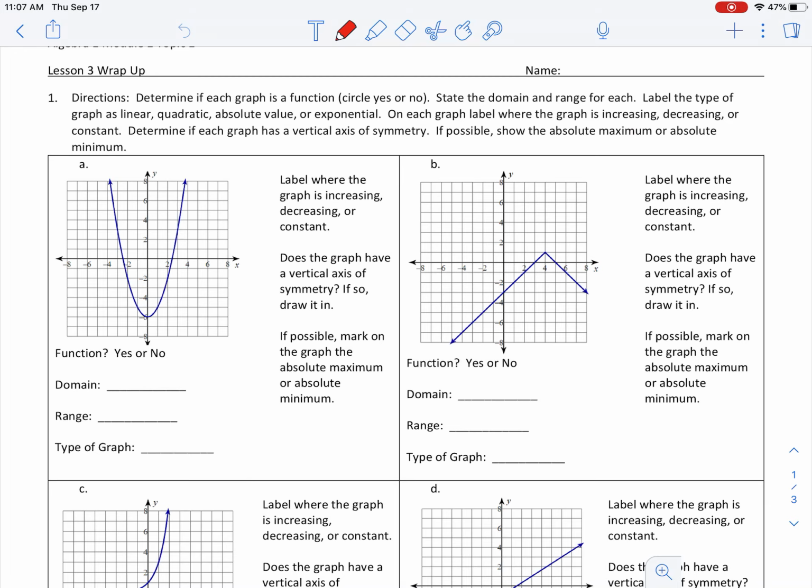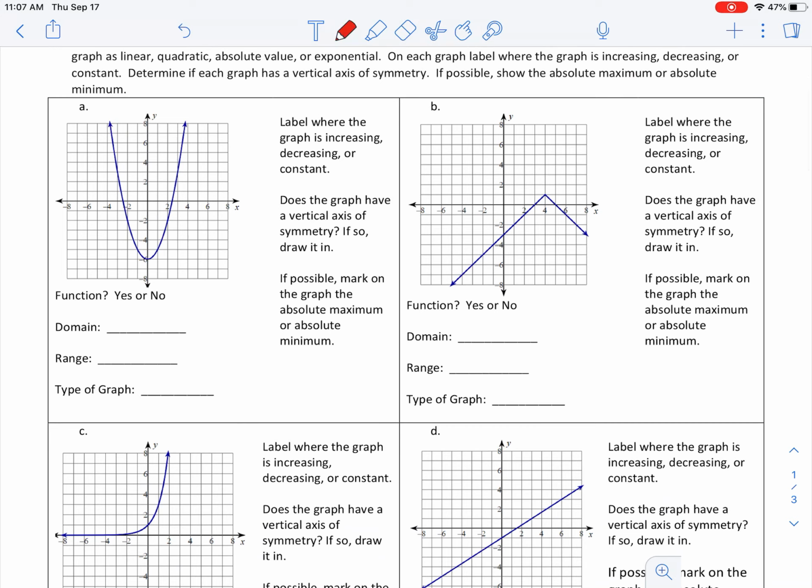Okay, let's go through lesson 3 wrap up. This is essentially like a quiz review in preparation for tomorrow's quiz. So we want to do several things here with each graph. This is what we've been talking about pretty much all year so far. Determine if each graph is a function by using our vertical line test. So let's go do that real quick.